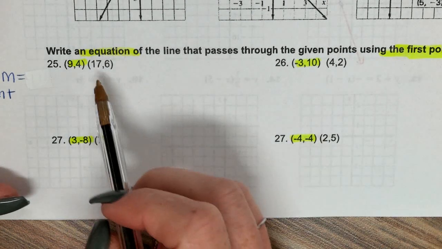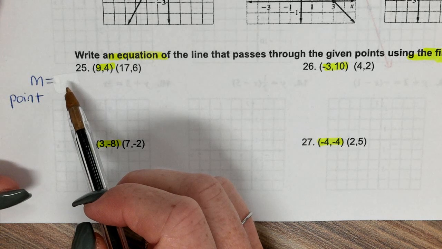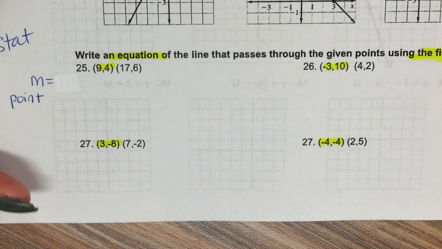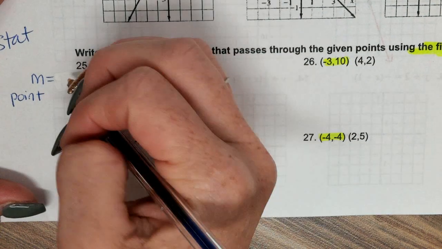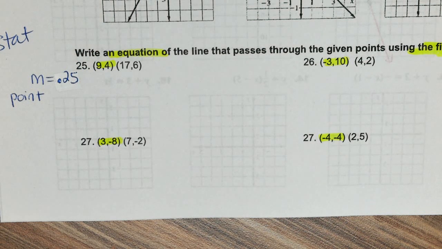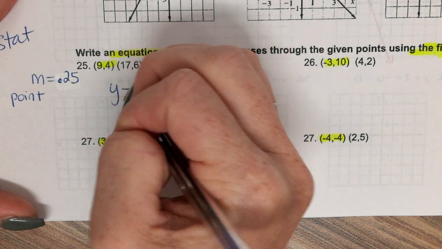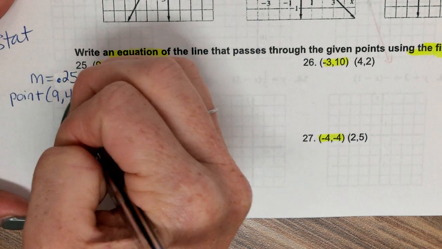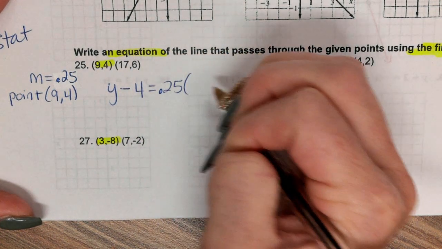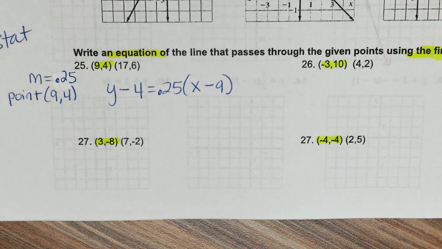All right, so here we go. How am I going to find slope? How do y'all want to do it? Stat, that's fine with me. So go to stat, find that slope. You're going to get 0.25. All right, so here we go. y minus 4 equals, what's my slope? Open parentheses, x minus 9. Done.